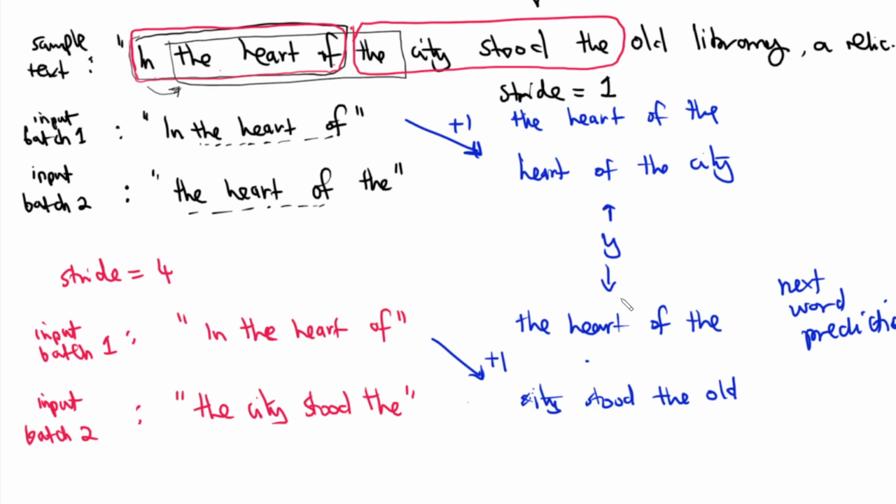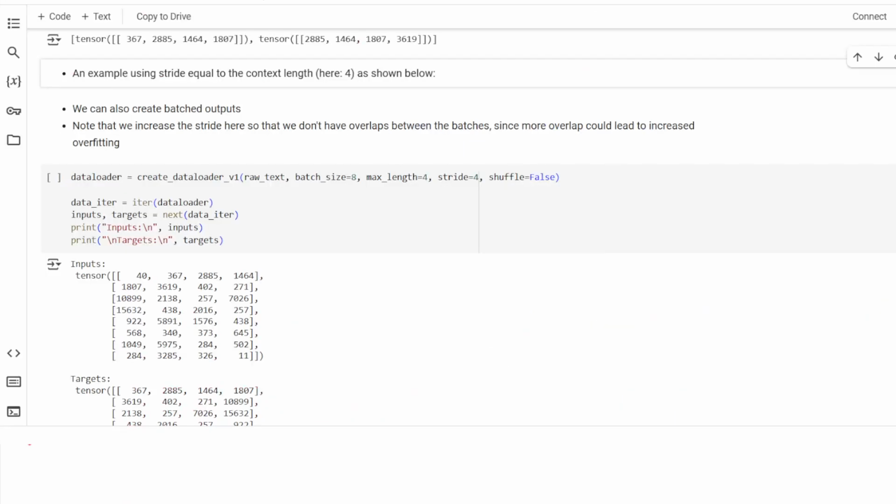I hope I've explained that well, because many people get confused when stride is mentioned. It's like, oh, but stride, how is it affected? Stride affects the input, and the target will be the input plus one.